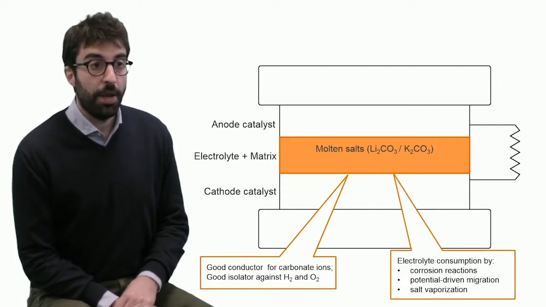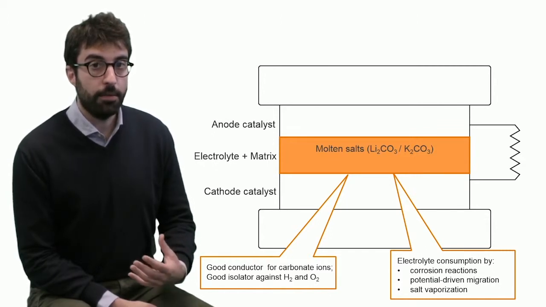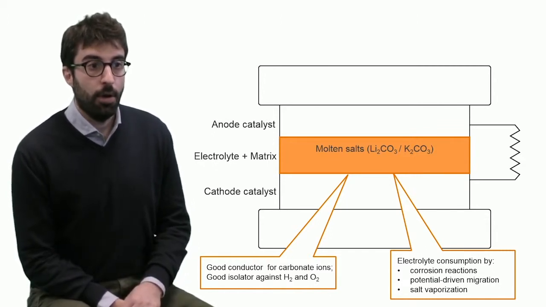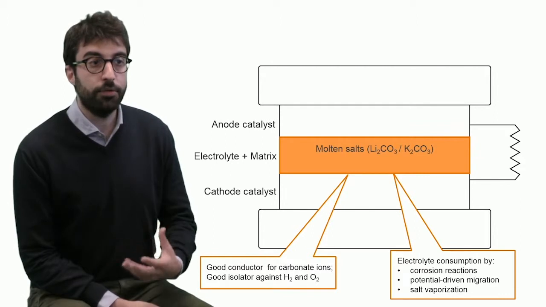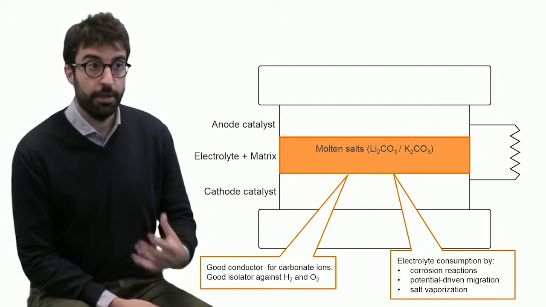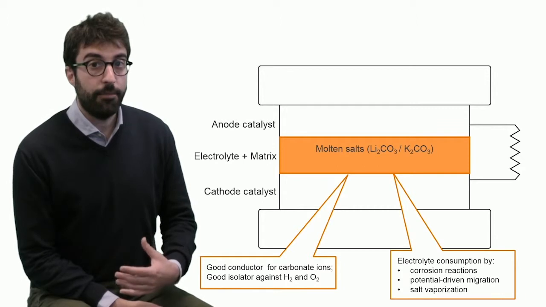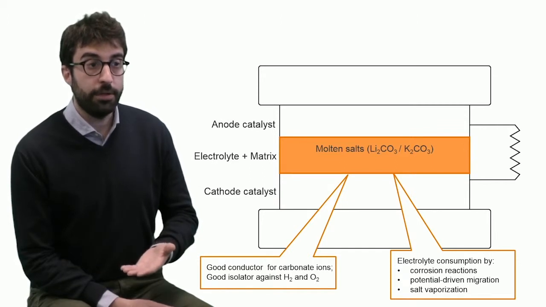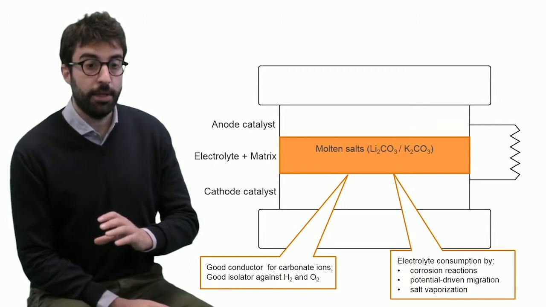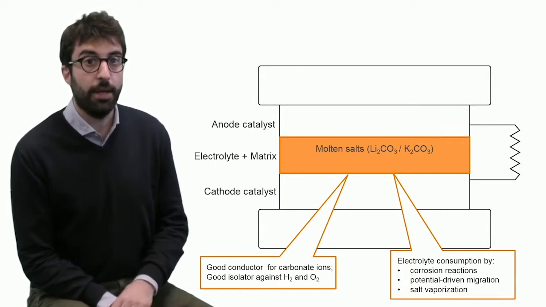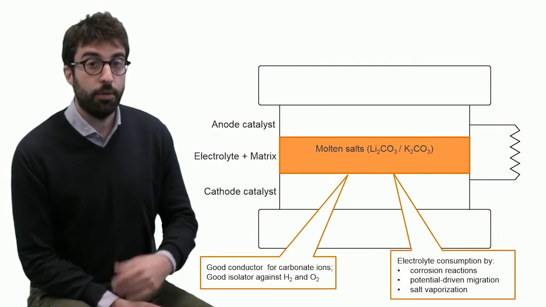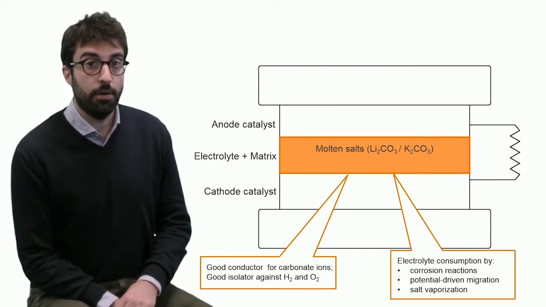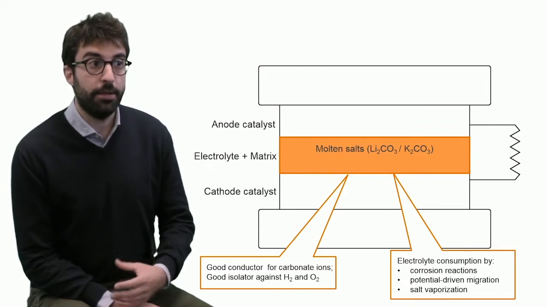And at the same time, we have to avoid electrolyte consumption, because corrosion reactions can reduce the concentration of these molten salts in the electrolyte, or we may have potential-driven migration that accumulates the molten salts on one side of the cell, reducing the concentration and the uniform distribution along the electrolyte, and we also have to avoid salt vaporization. These are issues mainly related to the electrolyte.